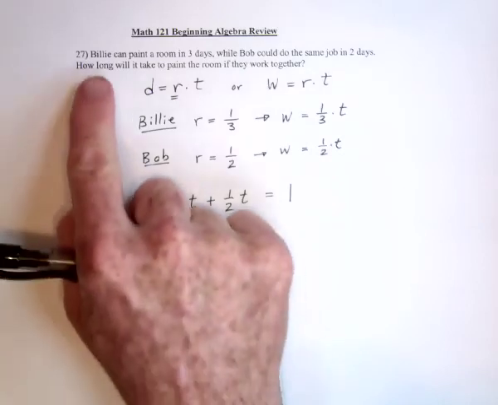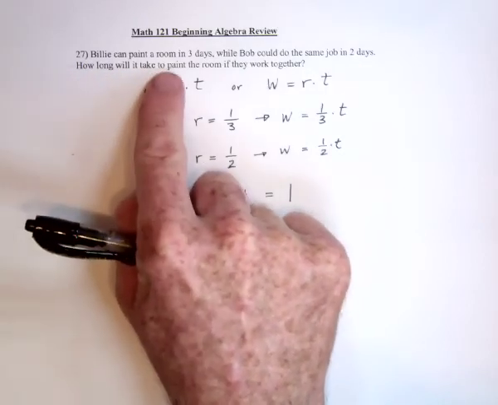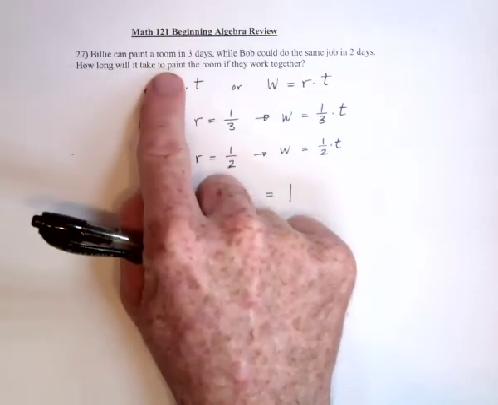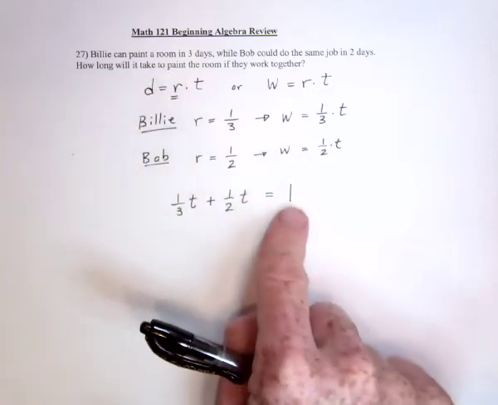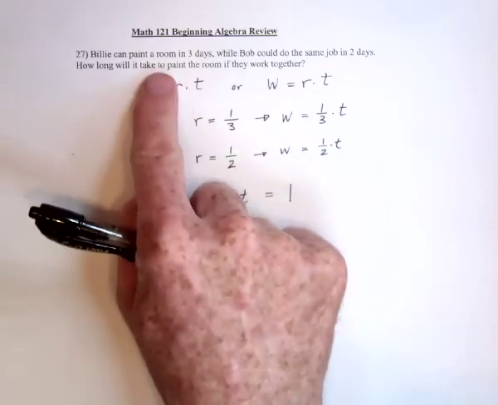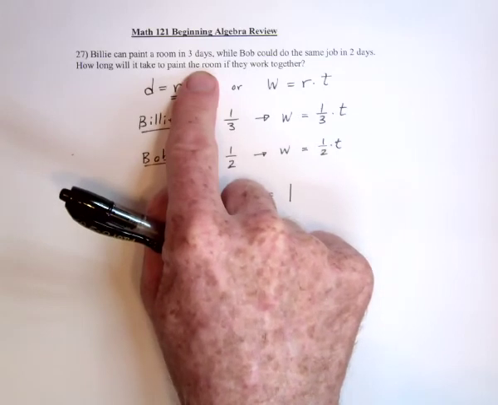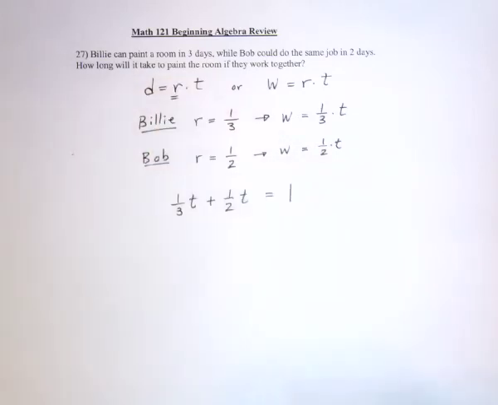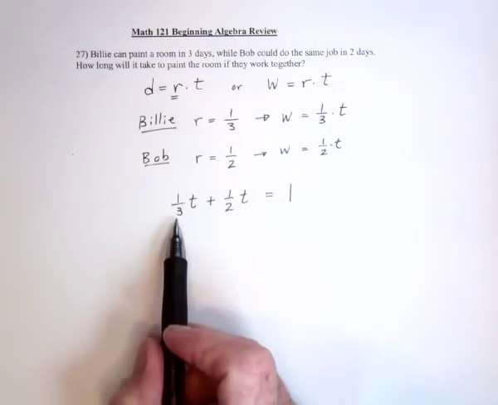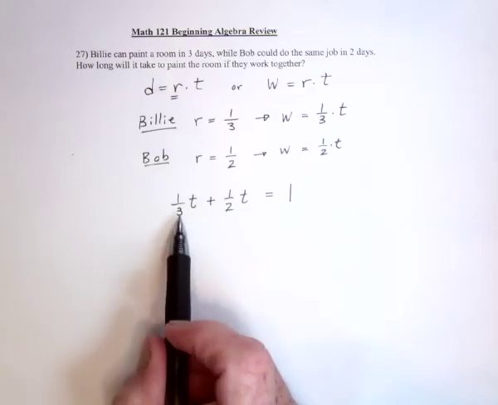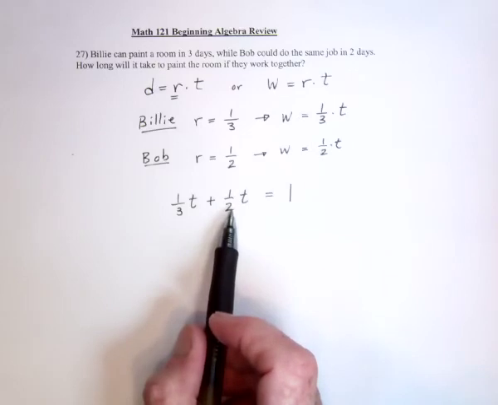Now, if this would have said how long would it take them to paint 7 rooms if they work together, that's going to be 7. But if it's just one job or one room, it's going to be 1. Okay, now we have fractions. So there's a couple of ways you can do this. You can get a least common denominator, which would be a 6. Change this one to 2/6 and this to 3/6 and continue from there.